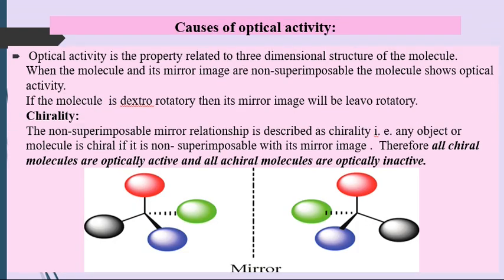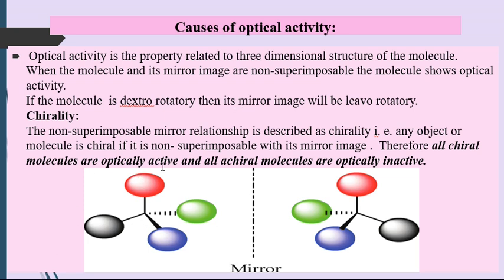Then next is causes of optical activity. Optical activity is a property related to the three-dimensional structure of the molecule, and when a molecule and its mirror image are non-superimposable to each other, it shows optical activity. If a molecule is dextrorotatory, then its mirror image will be levorotatory.